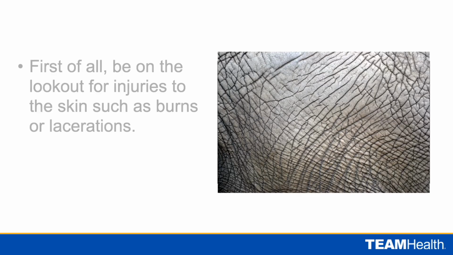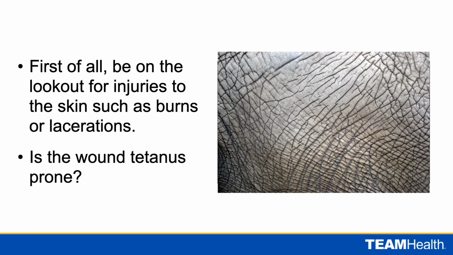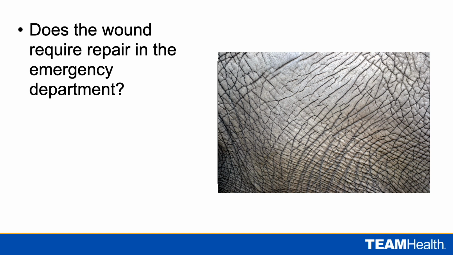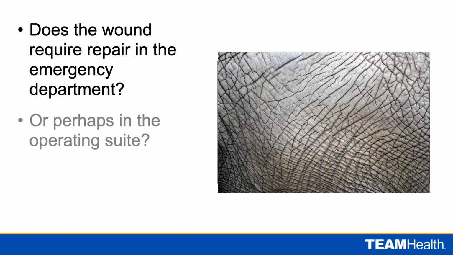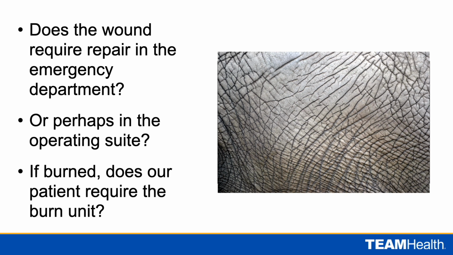The last organ system we will discuss, albeit briefly, is skin. We have alluded to some sources of skin pathology in other sections here, but it is important to drill down on a couple of these. First of all, be on the lookout for injuries to the skin such as burns or lacerations. Is the wound tetanus prone? Does the wound require repair in the emergency department or perhaps in the operating suite? If burned, does our patient require the burn unit?